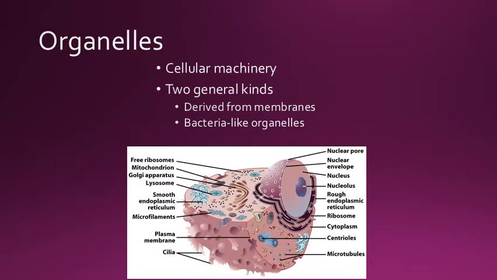The organelles in the cell are machinery. So think about a car. All the different things in the car help the car run. So there's an engine, there's a steering wheel, there's windshield wipers, there's little mirrors on the side. So organelles are kind of like that. There's two general types: those that are derived from membranes, so they're just membrane-bound organelles, and then there's bacteria-like organelles, which have a unique story, possibly.